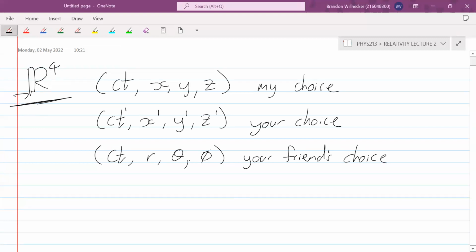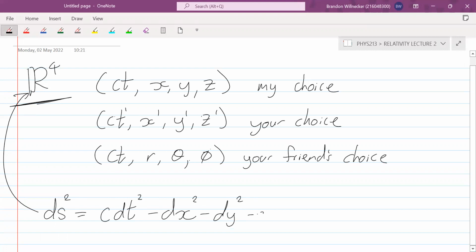So it's important to know what we're using. On this R4, we have ourselves a metric given by ds squared is equal to c squared dt squared minus dx squared minus dy squared minus dz squared. Just for convention, here we're using the plus, minus, minus, minus metric. Of course, you can use the other one. You're free to do that, but you need to stick to your choice. You can't go changing between signatures in a calculation, otherwise you're going to get something wrong.